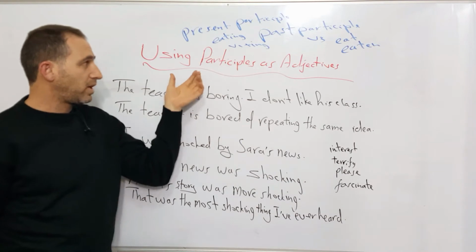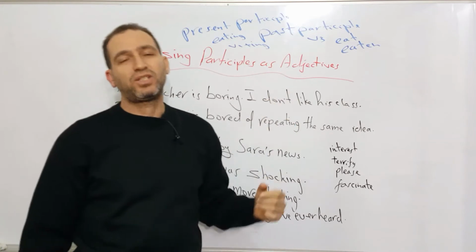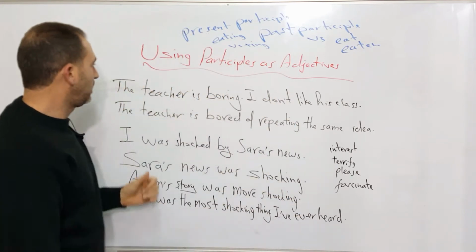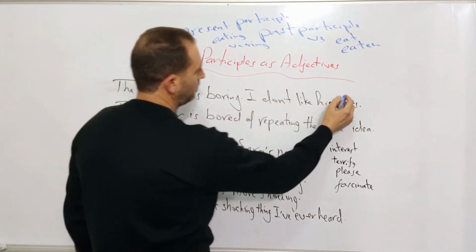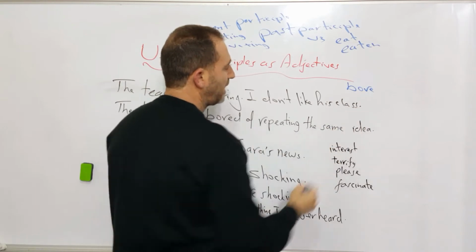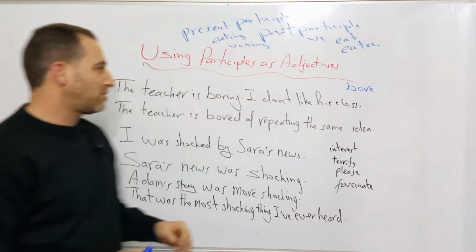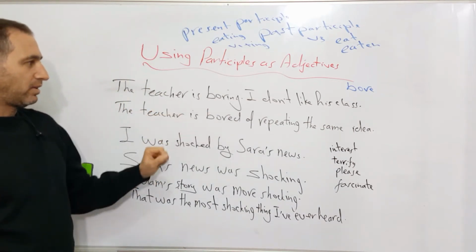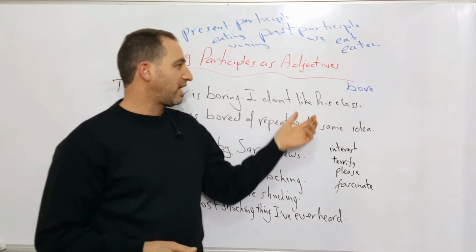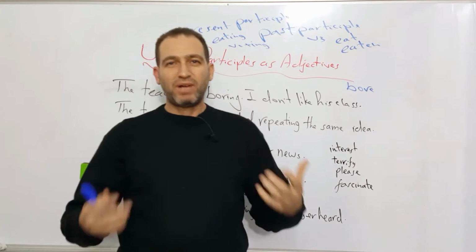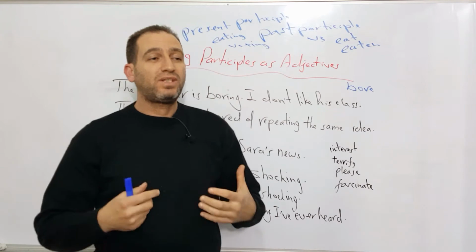Now, using participles as adjectives, we can use participles, the present and the past, as adjectives. Examples. The teacher is boring. We have a verb which is bore. It's like to make someone feel bad, repeating the same thing. Or let me explain it better. The teacher is boring. How is he boring? You attend his class, so how is he boring? I don't like his class. He keeps repeating the same idea, or he doesn't even smile or tell any jokes. So the teacher is boring.